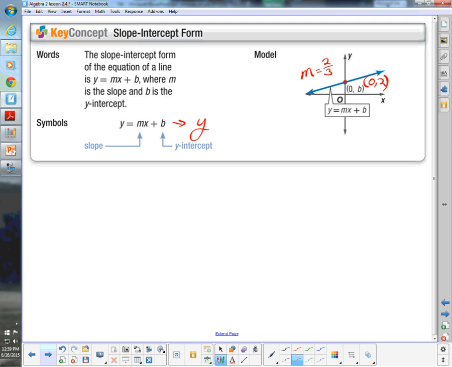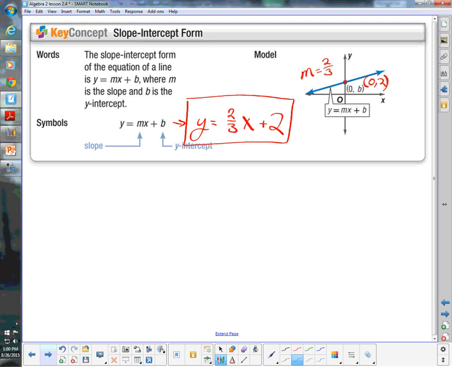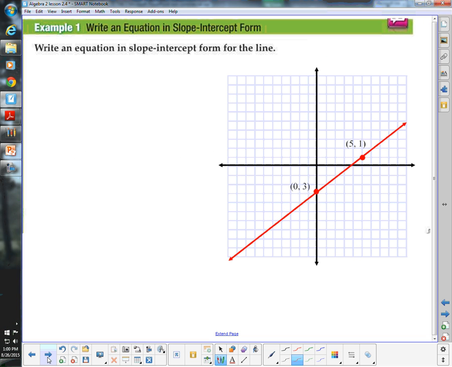Y equals m, which is the slope, x plus the y-intercept. And if that were the information for that line, right there's the equation for it. So the first thing we're going to practice on is how to write an equation when you've got the slope and you've got the y-intercept. All right? So here's my example for you. This line right there, it contains 2 points.